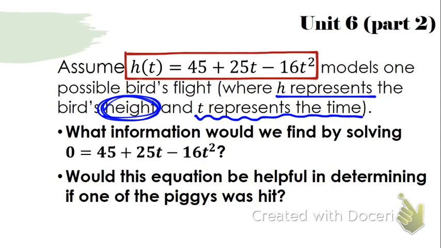What did I change about this one? What's different between these two? It's 0. The height is 0. So what would you find if I asked you to solve this? We would find the time when the height is 0. What does that mean if I say I'm going to find the time when the height is 0?